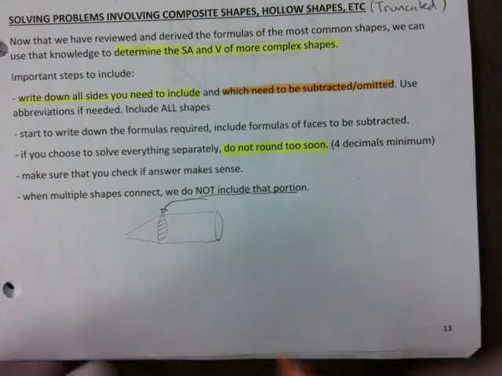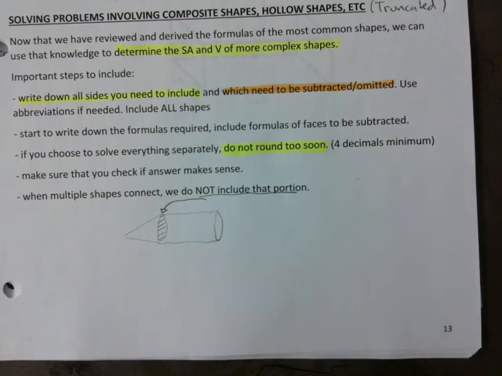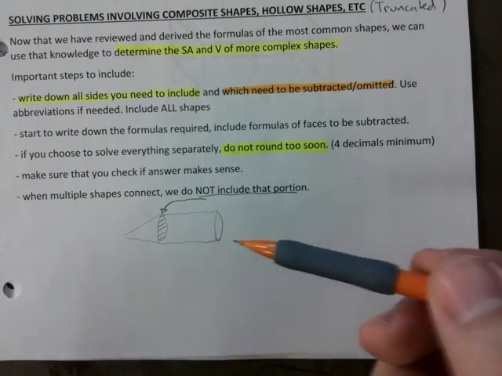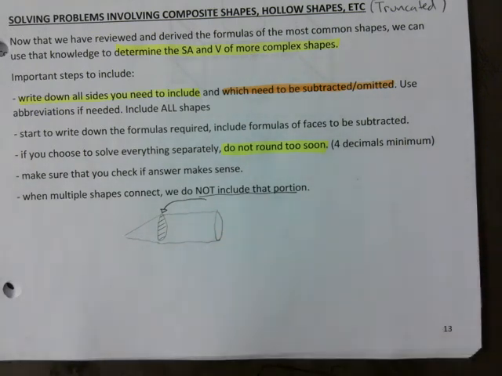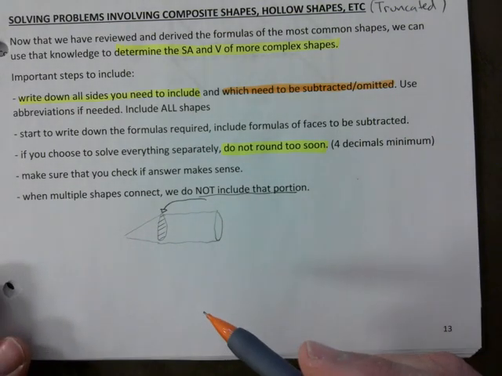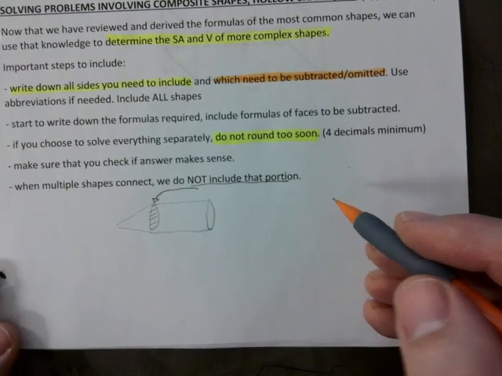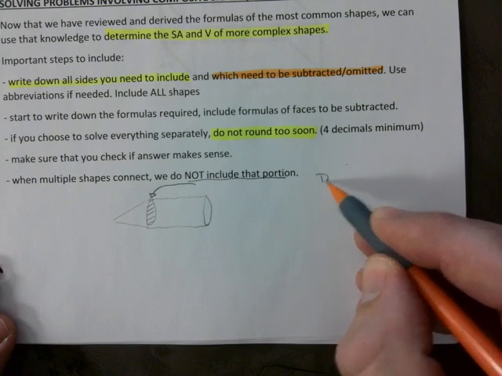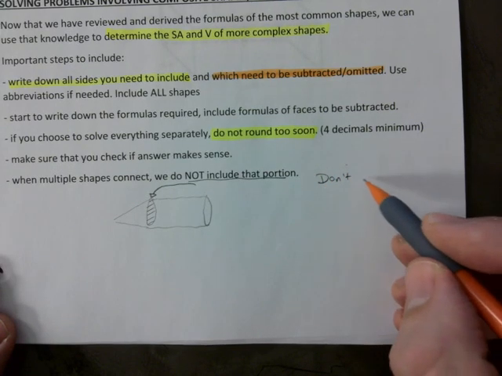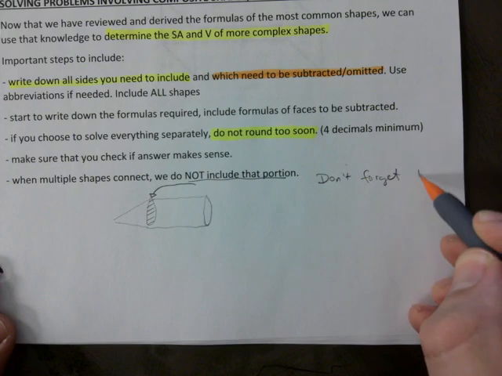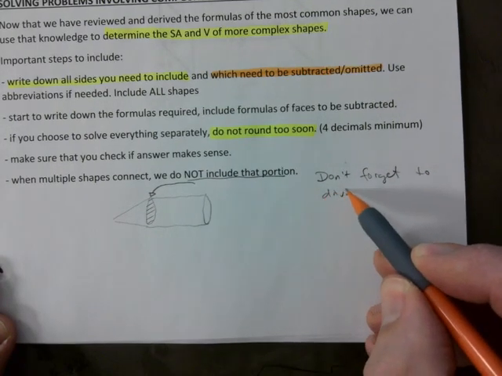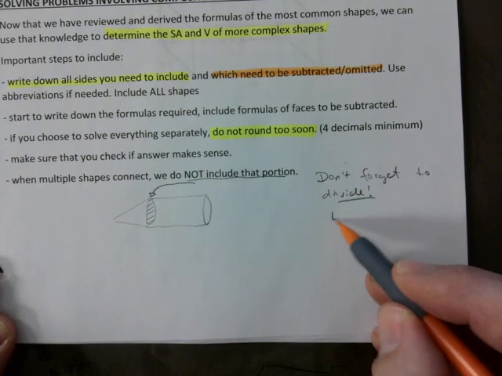We would not include the circle from the cone's perspective, nor would we include the circle from the cylinder's perspective. So it's kind of like you will need to take away from both of the formulas. I want to add this: don't forget to divide.